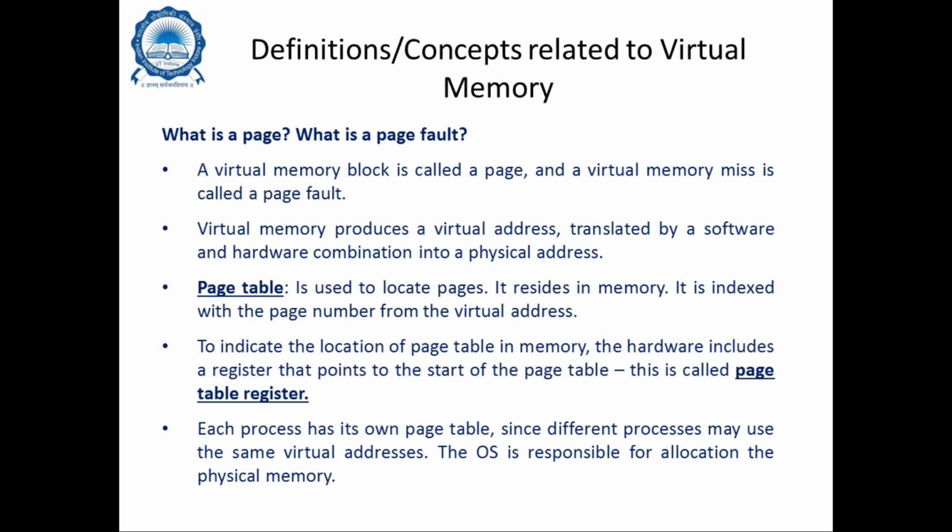The virtual memory produces a virtual address which is translated by a software and hardware combination into a physical address. There is a new concept called the page table, which is used to locate the pages, where the pages are located. It resides in memory, and it is indexed by the page number from the virtual address. So the virtual address produces a page number which will be used to index the page table residing in memory, and from that page table we can get the translation of the virtual address to the physical address.